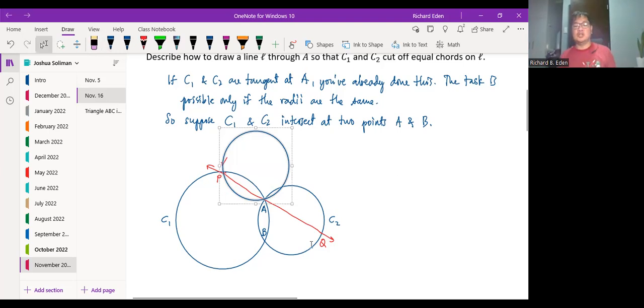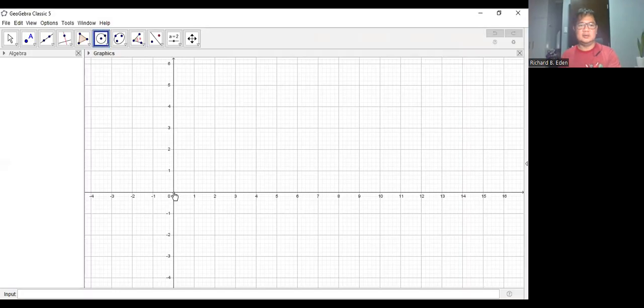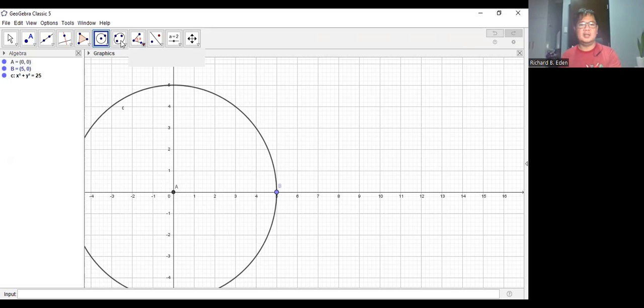How about I do it in GeoGebra? So that it's to scale. For once, since we have this form of technology available to us, let's use this to the hilt. So let's draw a circle. Let's say this is C1.